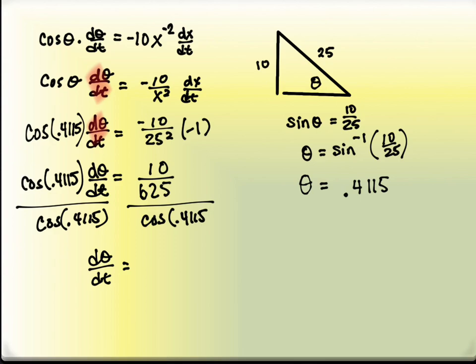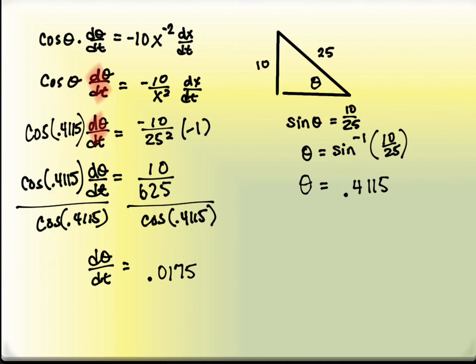What do you get when you take 10 over 625, and then you divide it by cosine of 0.4115? It's going to be positive, right? Because the angle's getting bigger. It's small. Anybody get a calculator answer yet? I have 0.0175. Did anybody's calculator tell them that? Yeah? Okay. Thank you, John. I appreciate it.